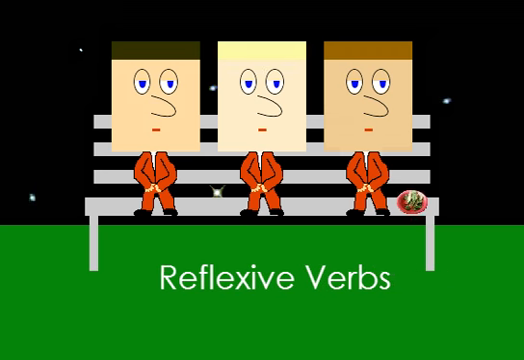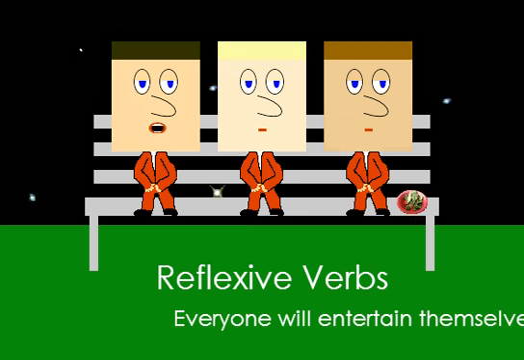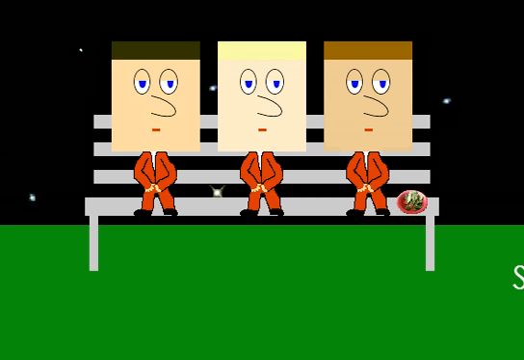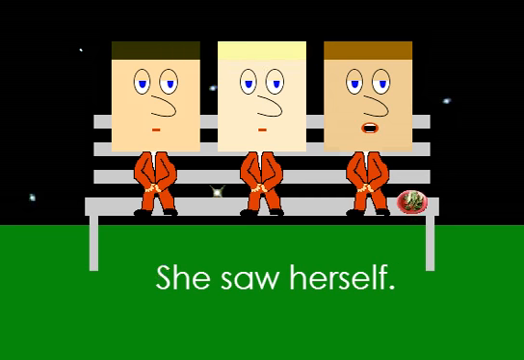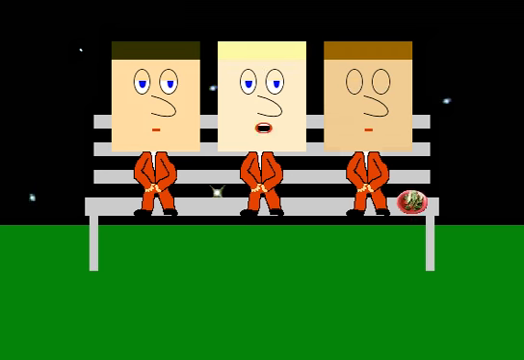So a reflexive verb is basically one where the subject is the object. Whoa, that's deep. No, it's not. Everyone will entertain themselves. Kind of got cut off there on the end. Everyone will entertain dogs would be transitive again, but everyone will entertain themselves, the action goes back to the person that started the action. She saw herself, like in the mirror. Dogs lick themselves, or dogs chase themselves, or their tails. They're doing something to themselves.